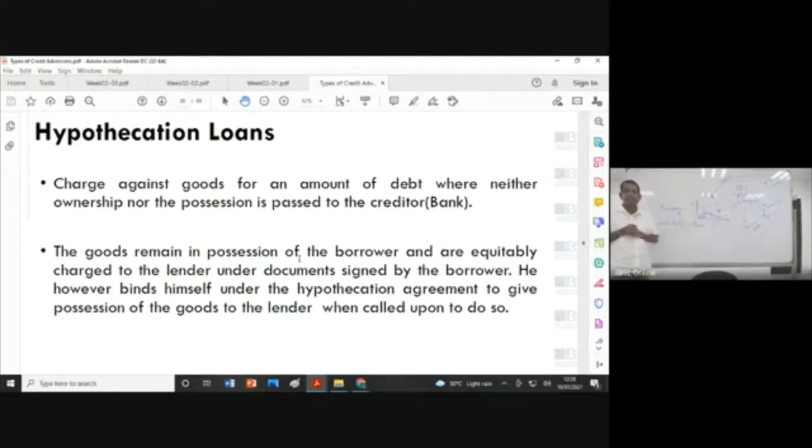Otherwise it becomes a criminal offense. That is hypothecation.